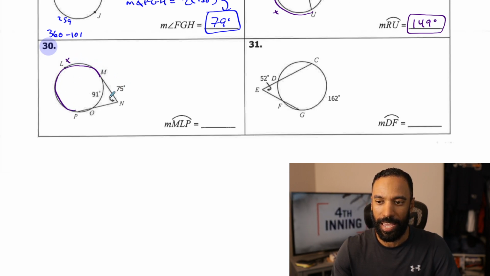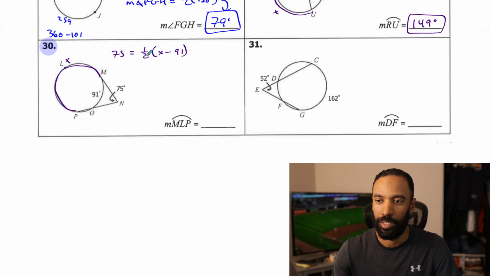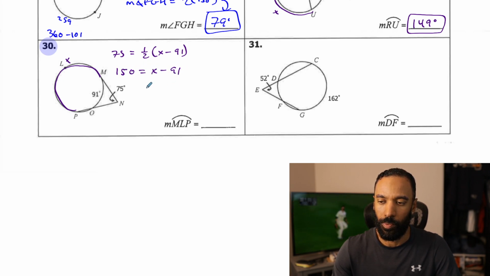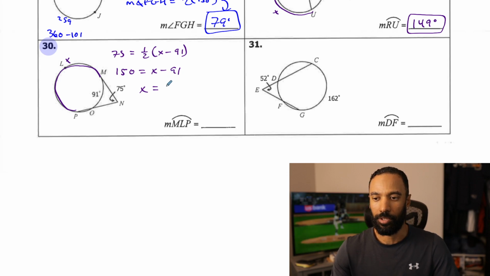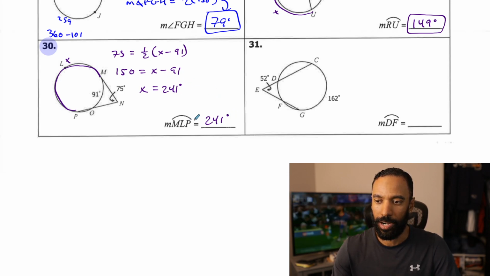So if I'm calling that x, 75, the angle is half the difference of that x and this 91. Doubling both sides again, we get 150 equals x minus 91. And add 91 to both sides, you get x equals 241 degrees, which is our answer.